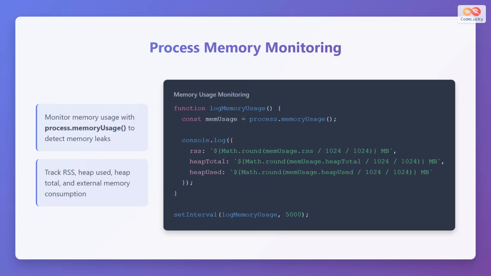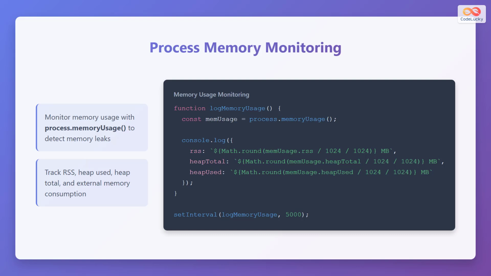Monitoring memory usage is crucial for identifying and preventing memory leaks in your Node.js applications. You can achieve this using process.memoryUsage, which provides detailed information about your application's memory consumption. Key metrics to track include resident set size, heap total, heap used, and external memory consumption. Here's how to monitor memory usage.